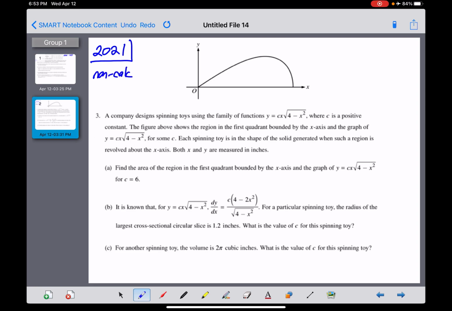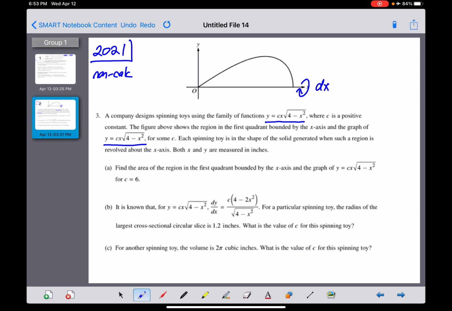Okay, so we've got a company designing spinning toys using a family of functions given by this right here. C is a positive constant. Okay, got it. And the figure above shows a region in the first quadrant given to us by this function right over here. Y is equal to Cx times the square root of 4 minus x squared for some C. Okay, gotcha. Each spinning toy is in the shape of a solid generated when a region is revolved around the x-axis. So this thing is spinning this direction.